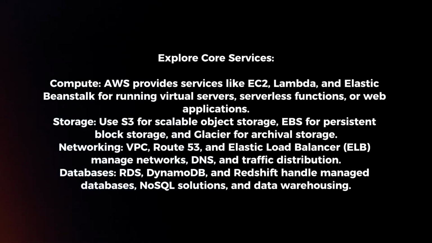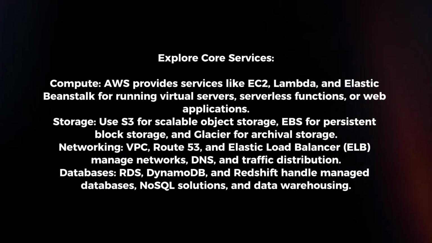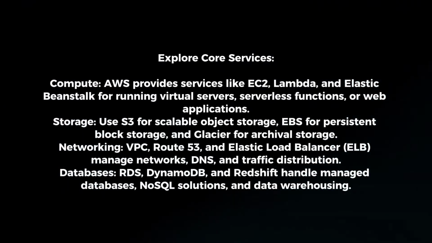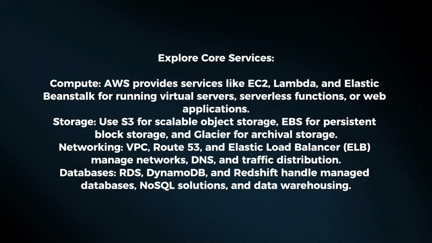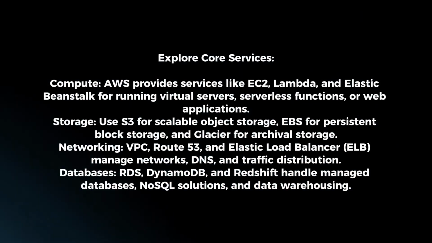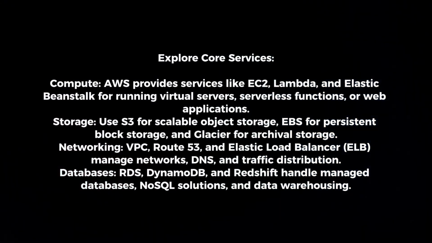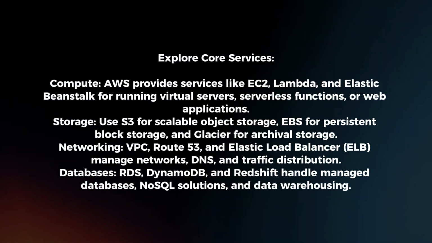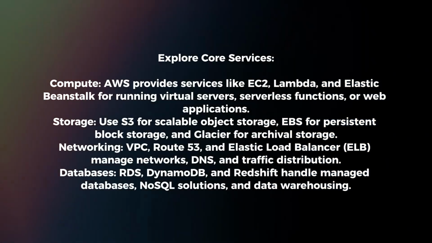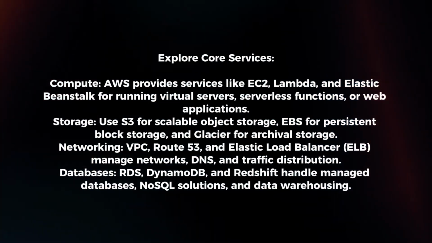Explore core services. Compute. AWS provides services like EC2, Lambda, and Elastic Beanstalk for running virtual servers, serverless functions, or web applications. Storage. Use S3 for scalable object storage, EBS for persistent block storage, and Glacier for archival storage.